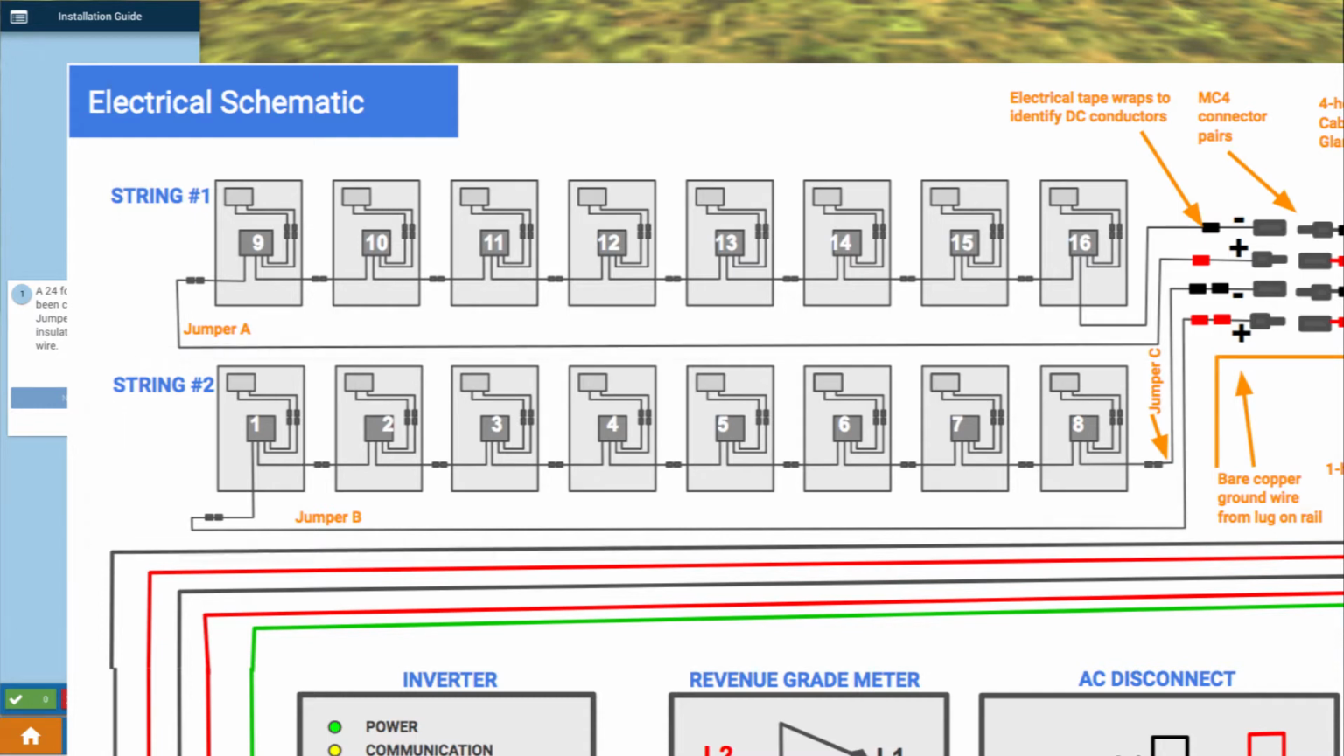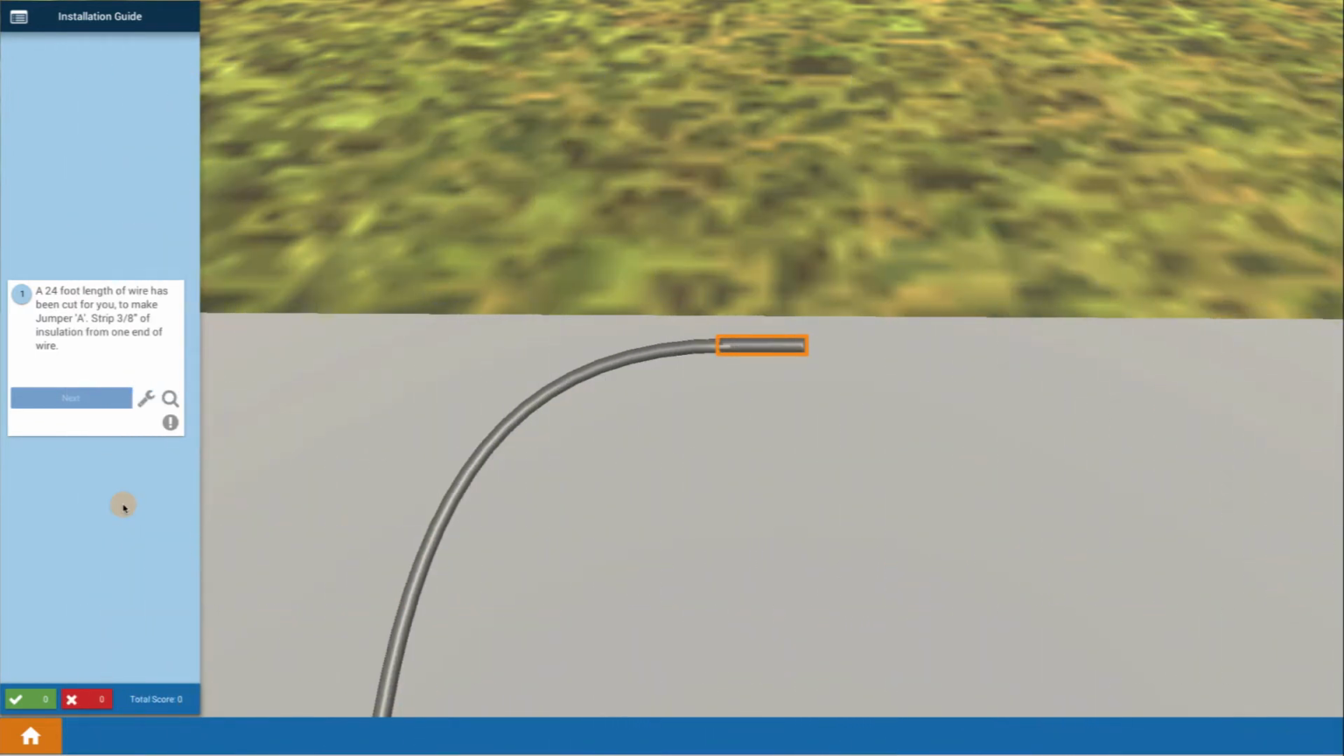We're going to have to make a jumper wire A, indicated here, that goes all the way from the left, brings the circuit all the way back to the array junction box. We're also going to need to make a jumper B that does the same thing for the lower string. And since it's physically down a ways from the array junction box, we need a jumper C to bring that one back up as well. We're going to need three jumpers for this system. So let's go ahead and work on making jumper A.